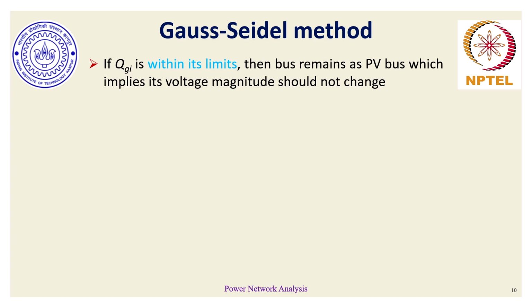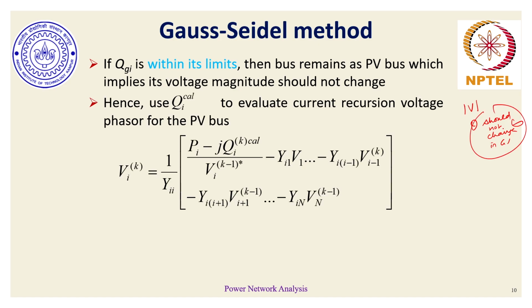So how do I find the voltage magnitude remaining fixed? Doesn't that essentially mean that the phase angle should not change? The phase angle can still change in the Gauss-Seidel method. So to ensure this, we directly use the Qi calculated value in this expression here, solve the right hand side, and get the latest voltage update for the PV bus. The voltage that we have obtained need not have the same voltage specification which was there for the PV bus.